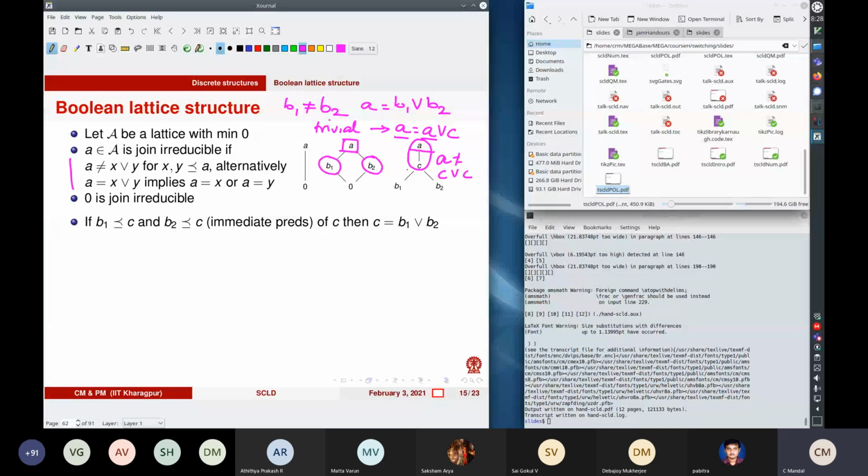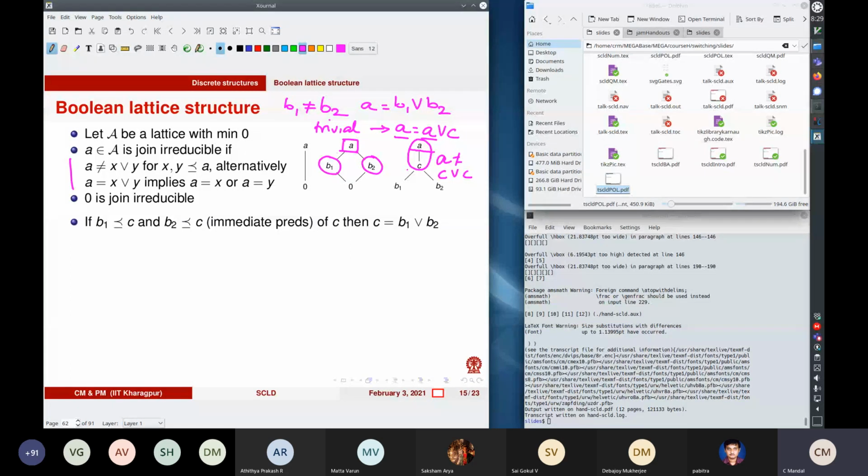All right. So in other words, if A is join irreducible, then if you express A as a join expression, then one of the elements has to be A. You cannot have it otherwise. So that is an example. So that is what is meant by join irreducible. Now 0 is always join irreducible. The minimum element of a lattice is always join irreducible.